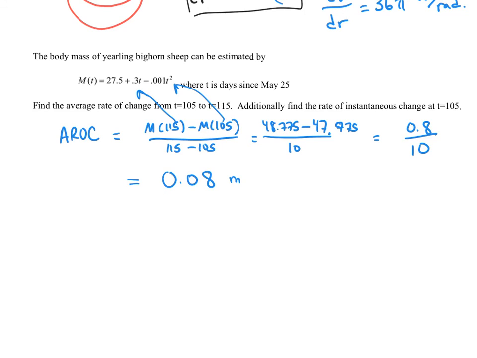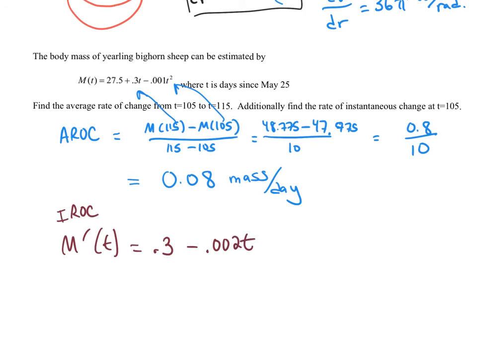And it's mass per day, because time is in days. I don't really know what the mass is, whatever units we're using for mass, pounds, grams, tons, whatever. Now my instantaneous rate of change, we'll see how that changes. So our instantaneous change, or if you want to call it the IROC, is going to be the derivative, which is going to be 0.3 minus 0.002t. And that's just taking the first derivative, taking the 2 down, the constant goes away.